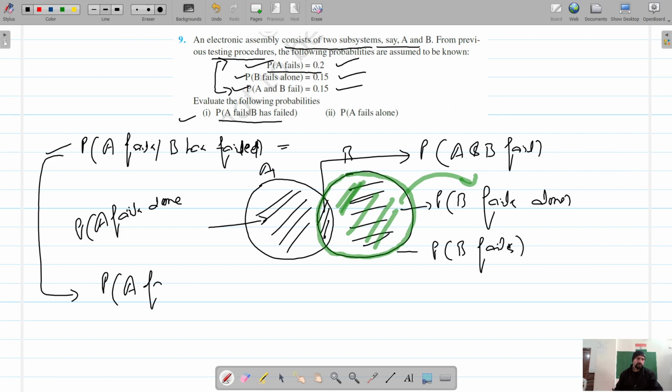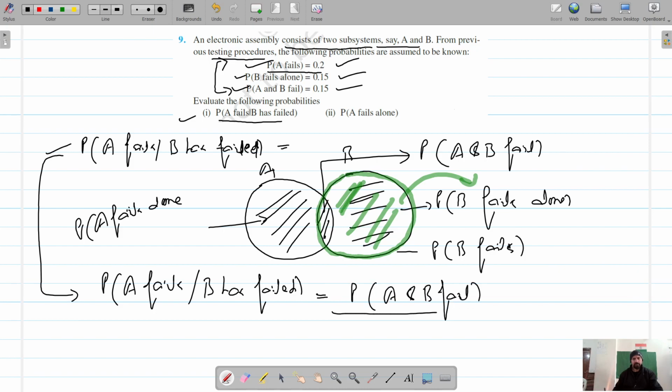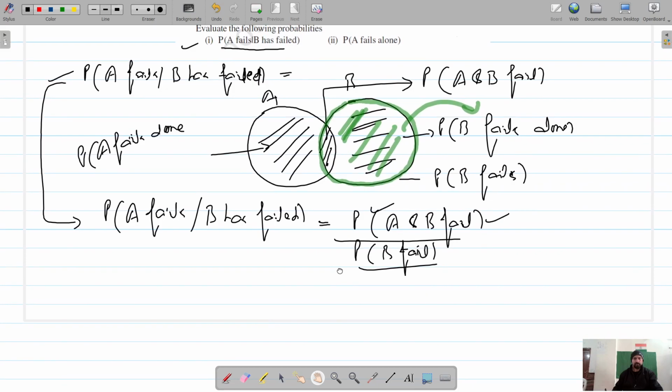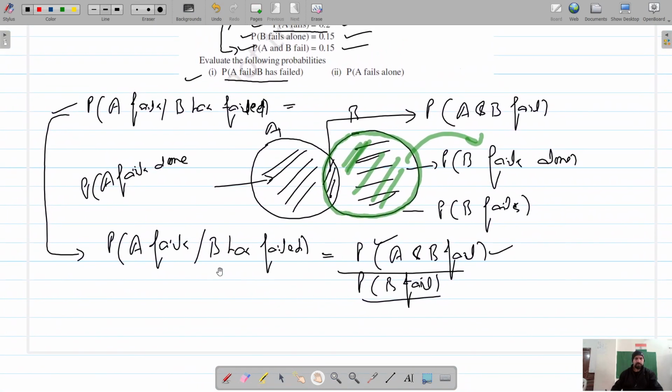Now moving on, we have to find out the probability of A failing when B has failed. Using conditional probability, it should be the probability of A and B failing divided by the probability of B failing. We know the value of this, but we don't know the value for B failing. But we are given that B fails alone. So B fails alone is given.